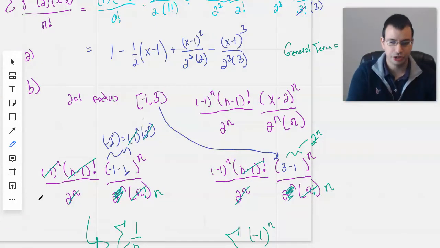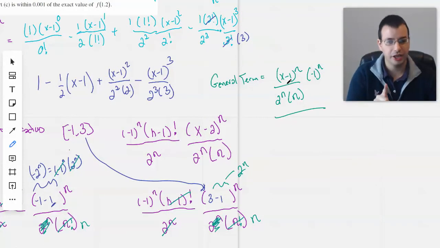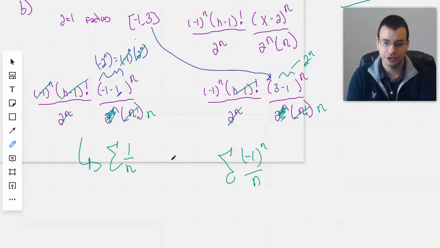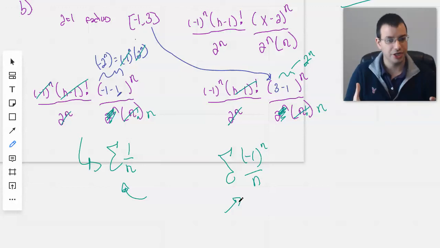We take the general term, we go down here and we plug in -1 for x, we plug in 3 for x, and then we simplify it. And it simplifies down to the harmonic series for -1, and it simplifies down to the alternating harmonic series for 3.